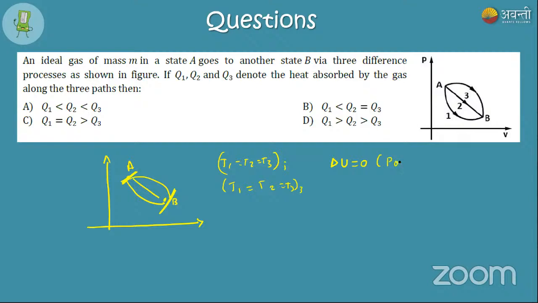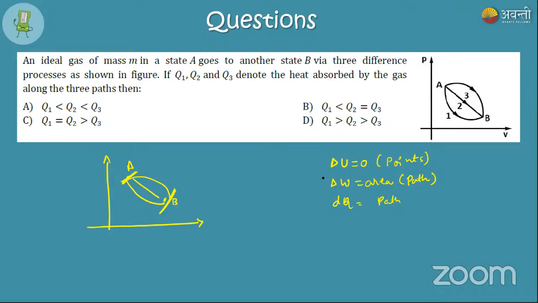So this depends only on points, not on path. That's about internal energy. It's a point function, called a state function. And work done depends on area, as I told you. So work done will depend on area. It's called a path function. If the path is different, then the area is different, and therefore dq is also a path function.